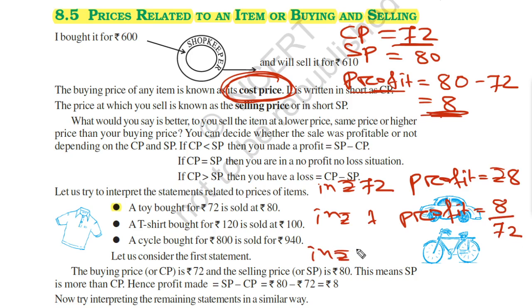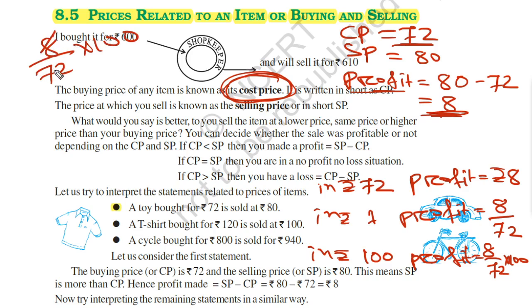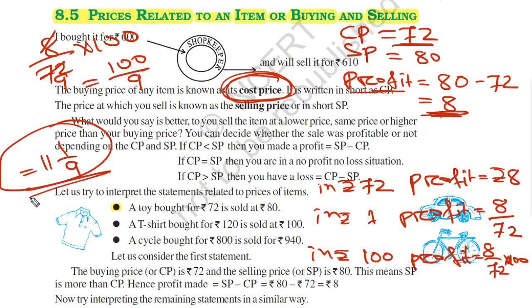In rupees 100, that means we are finding percentage, or comparing with 100, profit will be equal to 8 by 72 into 100. We will calculate here, 8 divided by 72 into 100. Now you can cancel it, 8, 9, so it will be equal to 100 divided by 9, which is equal to 11 whole 1 by 9. So the percentage of profit will be 11 whole 1 by 9 percent. So this will be our percentage of profit.